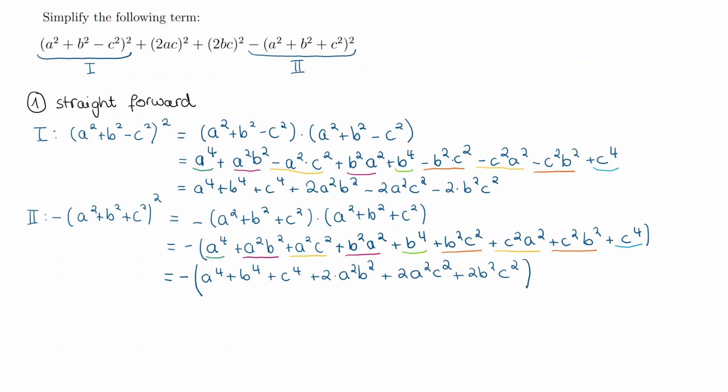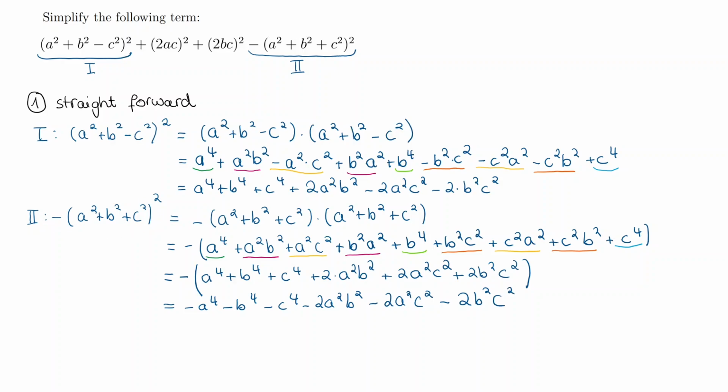Good. So let's also eliminate this bracket here and the minus sign. We have to multiply the minus sign to every term inside, which just means that we have to flip every sign. So we get minus a to the power of 4 minus b to the power of 4 minus c to the power of 4 minus 2a square b square minus 2a square c square minus 2b square c square. Okay, and this is it for the second part.